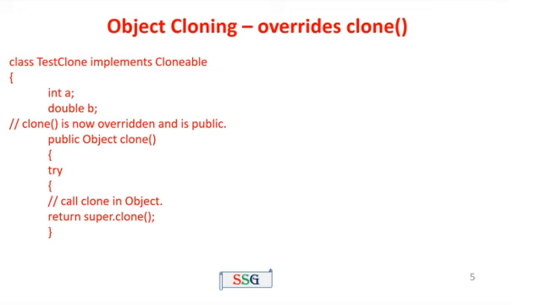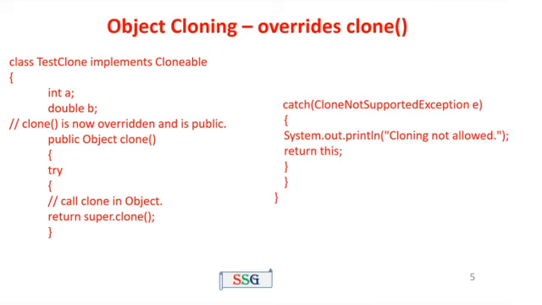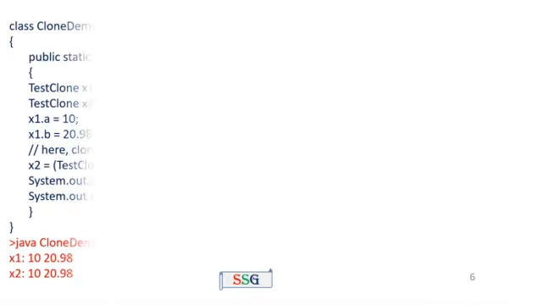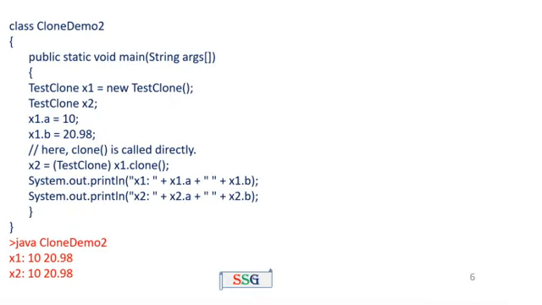In the try block, you call the method super.clone. That means the clone method creates a duplicate copy. The next one, the catch block, is the same coding. The next one, the main method: class CloneDemo, public static void main, TestClone x1, TestClone x2, x1.a equal to 10, x1.b equal to 20.98. Now we call the clone method directly, that is x1.clone.